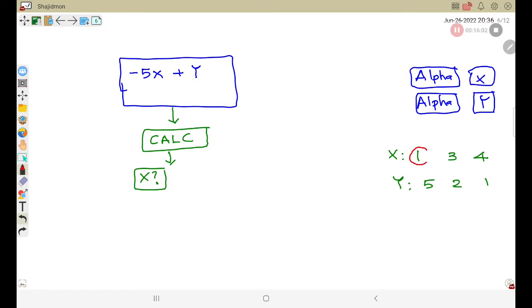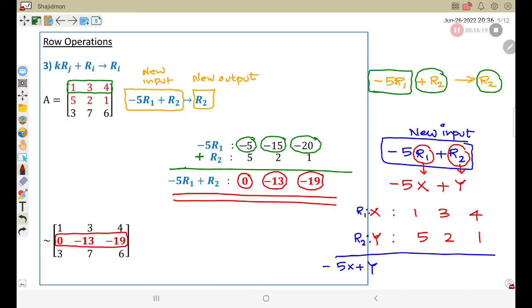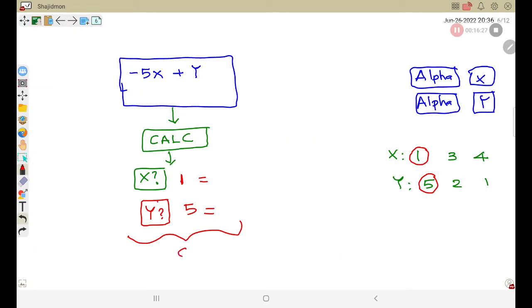So once you press the calc button, the calculator will ask what is your x number. 1. So press 1. After that press equal. So the calculator will ask what is your y number. Y number means this number, 5. So 5. Press equal. The calculator will show the answer here. You will get the number 0. Immediately the calculator will show 0. So I can write here the answer 0.